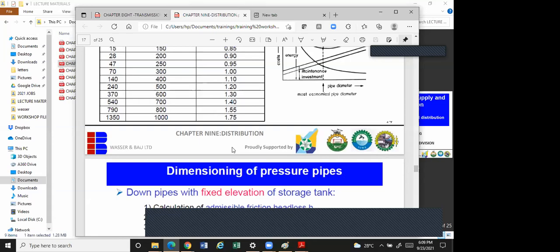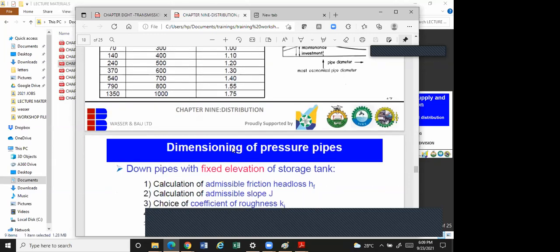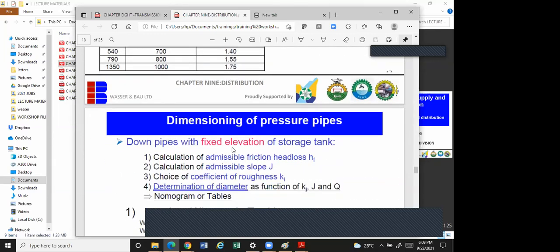If you are dimensioning your pipe, pressure pipes, these are some of the things you take into consideration. You calculate your head loss, calculate your slope, make your choice of roughness, then you determine your diameter as a function of your slope, your roughness, and your discharge using the nomogram or tables.